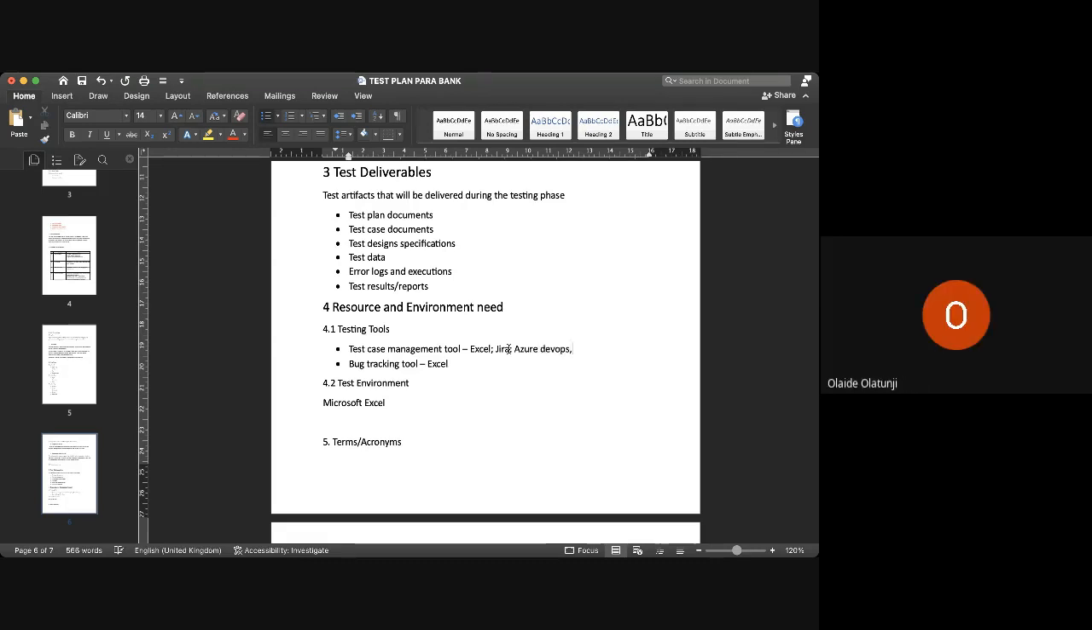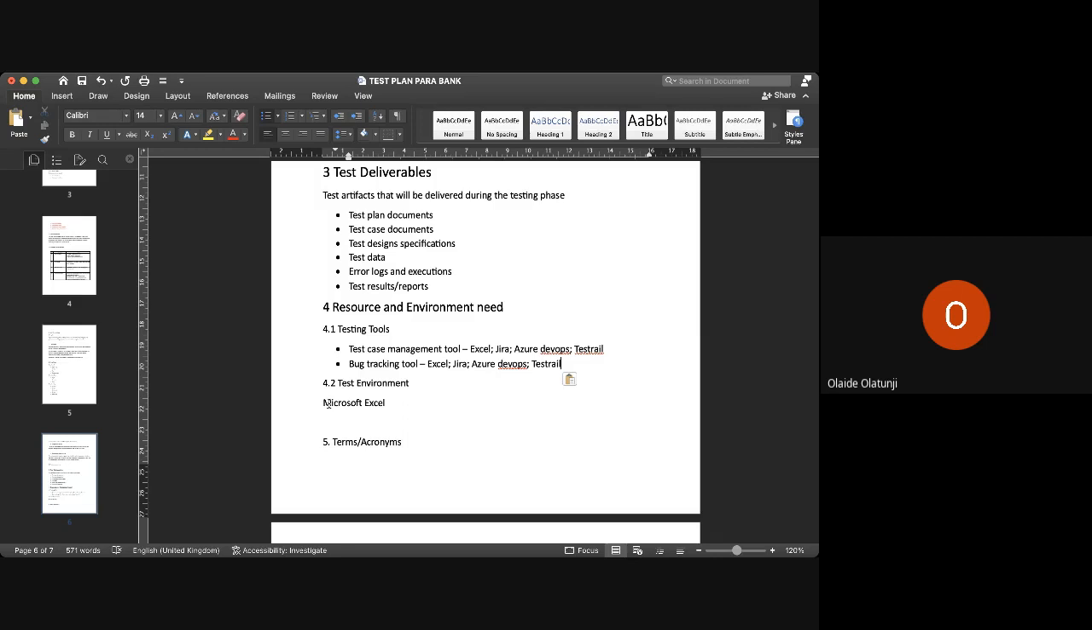Can be TestRail. So bug tracking too. Yeah, it can also be all these things I mentioned. Jira, stuff like Excel. Yes, now you can access Jira on the web. You can access Azure DevOps, but you need a Microsoft account to access Azure DevOps. Then TestRail is just like a normal application.